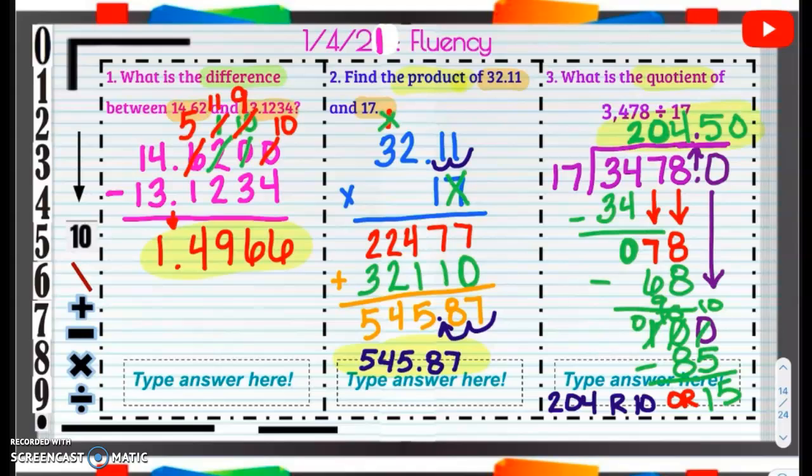So it can be 204 and 50 hundredths, or 204.50. And then I'll erase that so we have a clearer look. So you can have either 204 with a remainder of 10 or 204.50. And that will be it for our fluency. Great job.